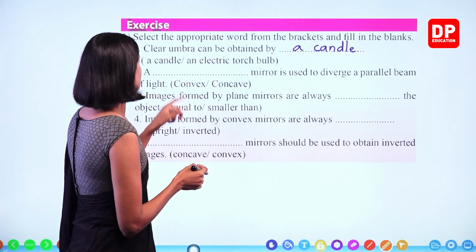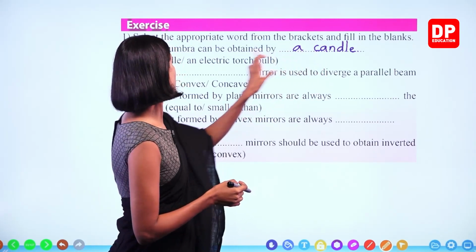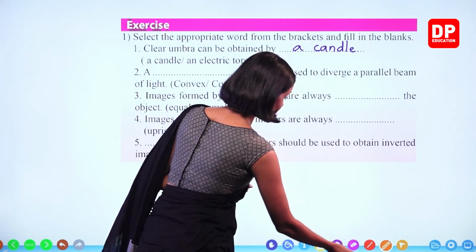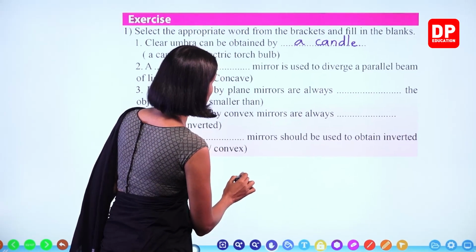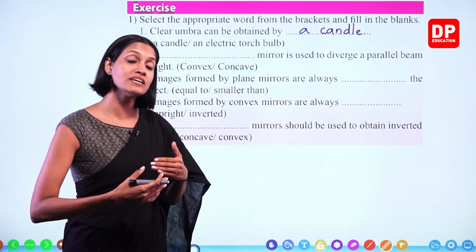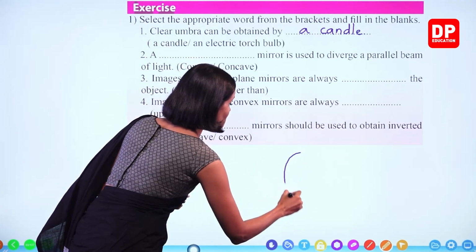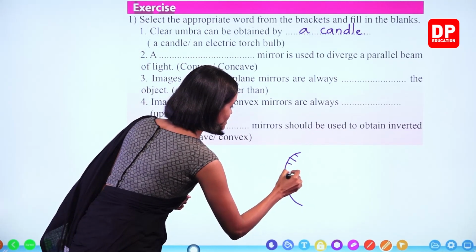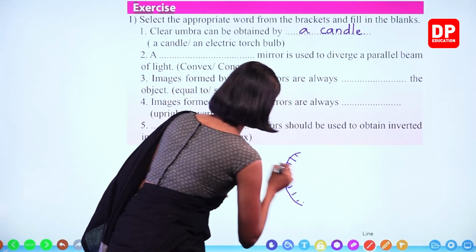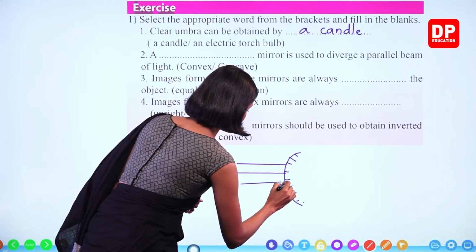Right. A mirror is used to diverge a parallel beam of light. So what are considered as divergent mirrors, children? You all know that using convex mirrors, we can diverge a beam of light. So when a parallel beam of light is directed towards a convex mirror, what happens? It gets diverged.